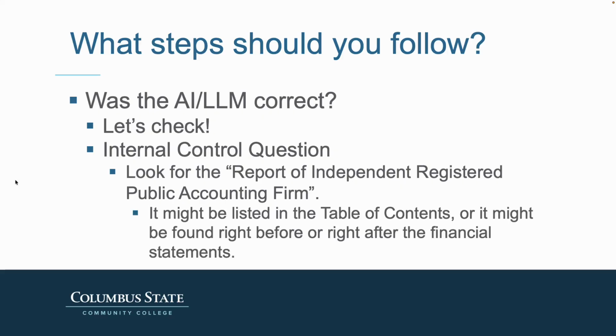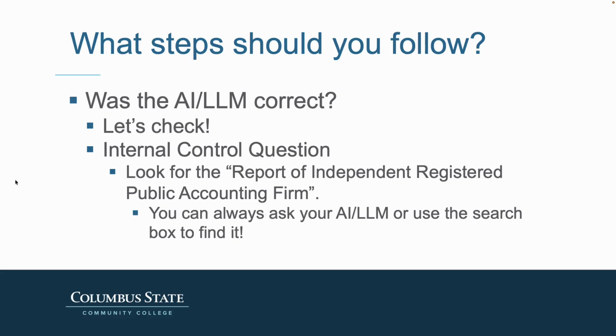It might be in the table of contents. If you click on the table of contents, it might be right there. Usually it is found either right above or right below the financial statements. If you can't find it, you can use your search box in Edgar. You might even say, hey, AI LLM, where is the audit report in the 10K? I can't find it. And it might be able to help you. Use your tools to help you with the assignment. That's what we want you to do.